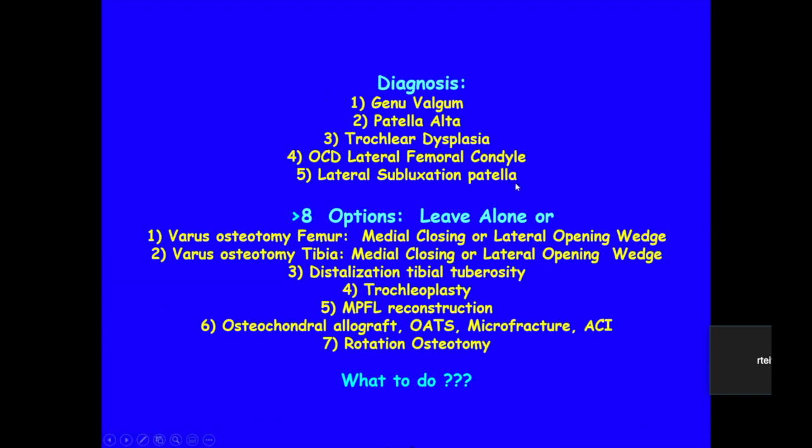What possibly could we do for him? There are many options, more than 8. We could leave him alone. We could do a varus osteotomy of the femur, either medial opening or lateral closing wedge. We could do a varus osteotomy of the tibia, either medial closing or lateral open wedge. We could distalize the tibial tubercle. We could do a trochleoplasty. We could do an MPFL reconstruction. We could do an allograft of any kind, or rotational osteotomy.